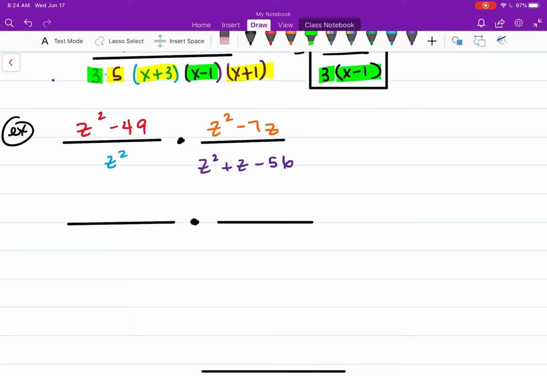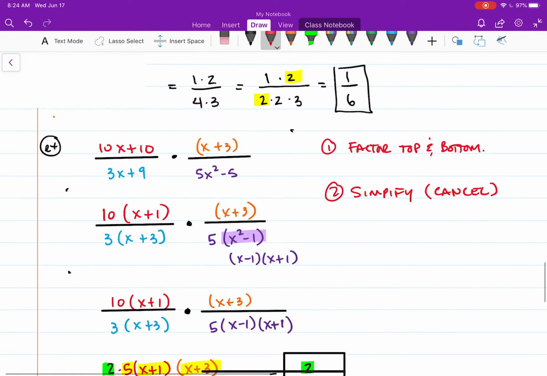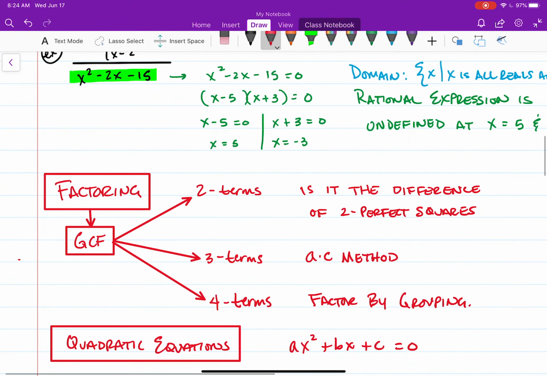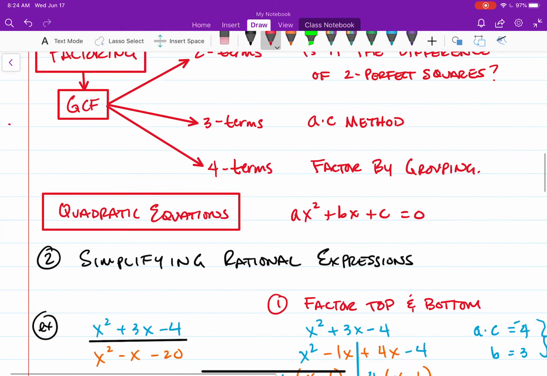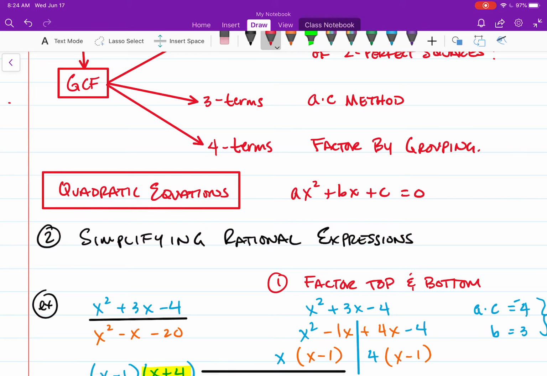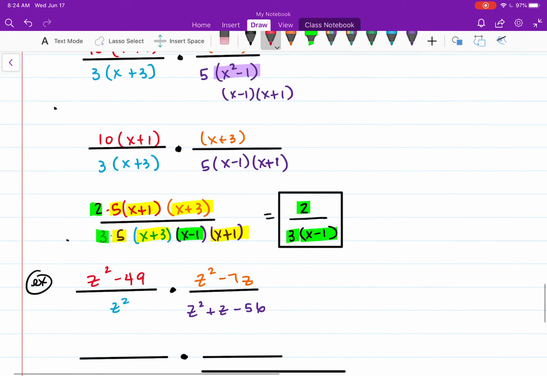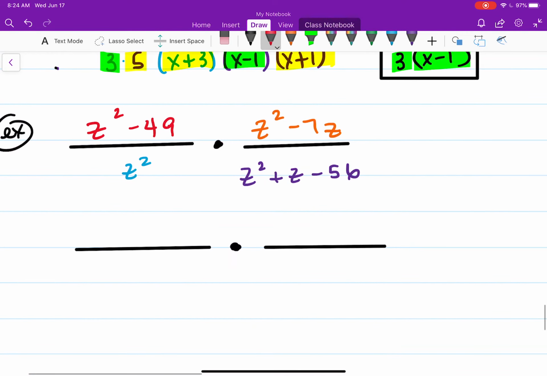Boom. Okay? So, the red is the difference of two squares, okay? So again, if you remember correctly, when I came up here, I talked about factoring, right? If it's two terms, is it the difference of two squares, right? If it's three terms, AC method. If it's four terms, factor by grouping. So we go, okay, is there a GCF with the red? No. Is it the difference of two squares? Yes, the difference meaning is subtraction.